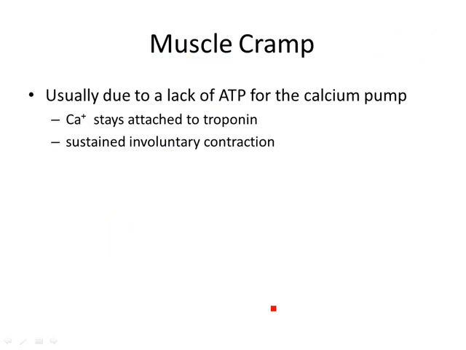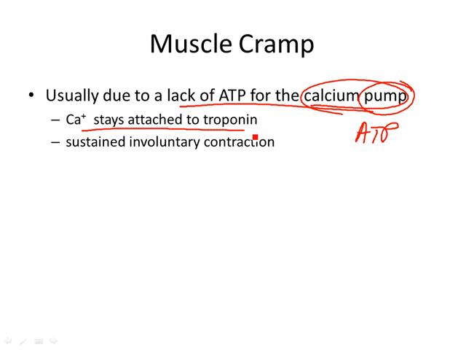All right, so what is a muscle cramp? Fatigue is when it starts to quiver and you just physically can't move it anymore. You're just exhausted. A cramp's when it's all seized up, okay? Typically, the reason for a cramp is you've used up your ATP. In order to remove calcium from the cytosol and go back into the sarcoplasmic reticulum, you've got to use the calcium pump. Pump means you've got to use force, you've got to use energy, it uses ATP. So you can't get rid of the calcium. The calcium stays attached to the troponin, and you stay in a contracted state.